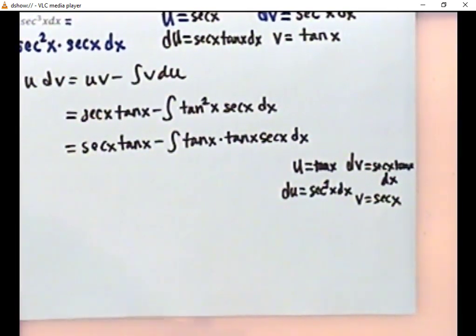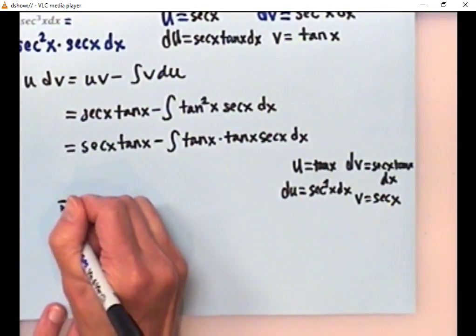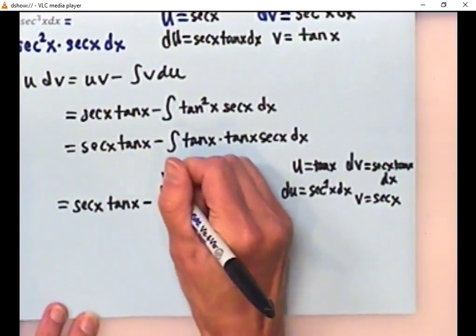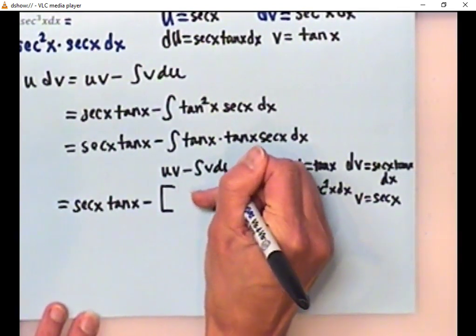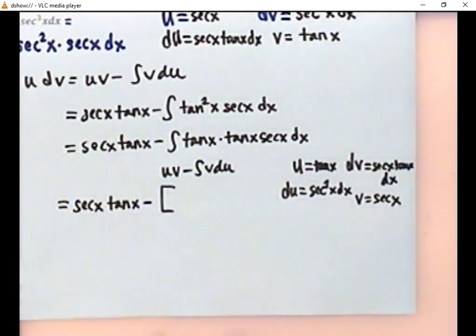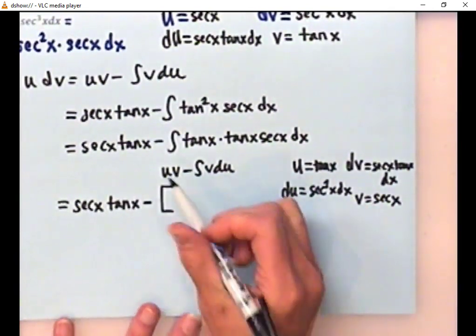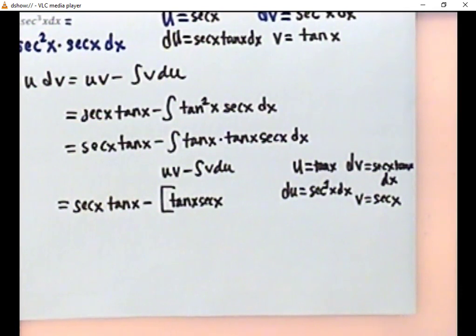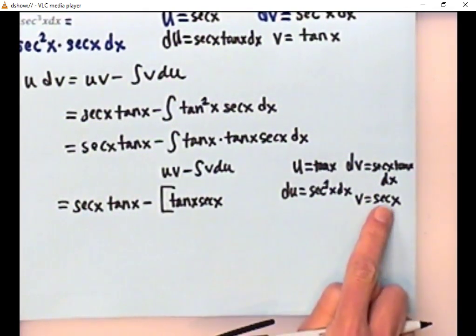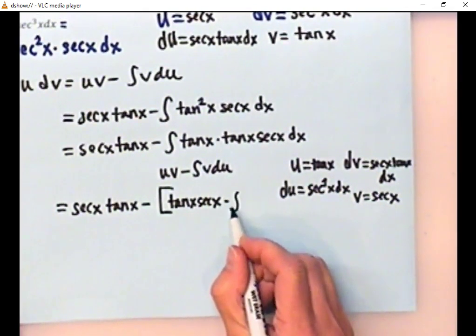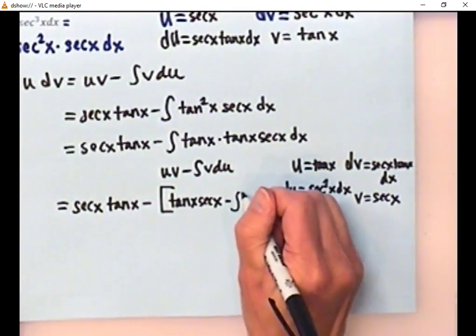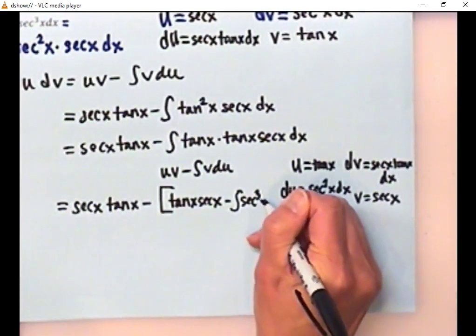Okay, so what are we going to get here? Let's see. Bring this along and put it in some brackets. So remember, you want uv minus the integral of v du. So uv is another tangent x secant x, isn't it? Am I right about that? Tangent secant minus, what's the integral going to have under it? Secant cubed x dx.